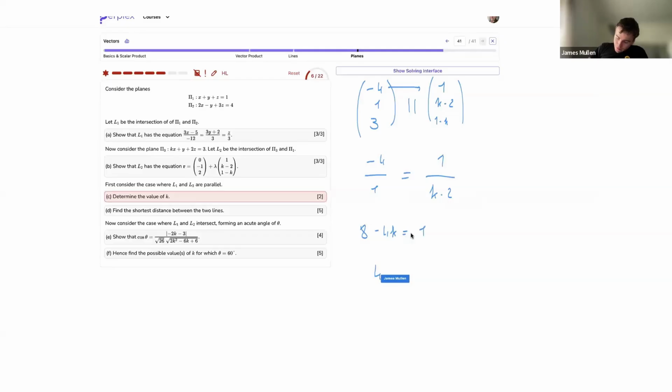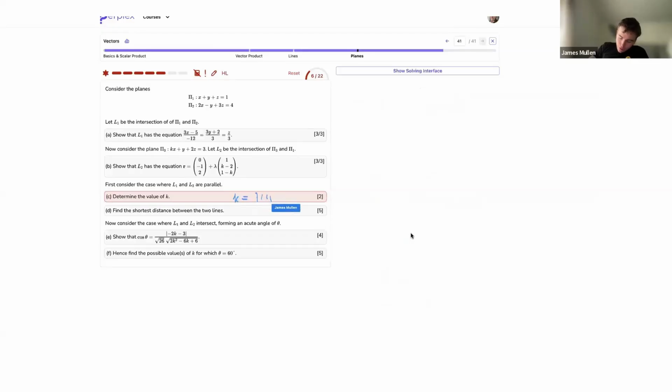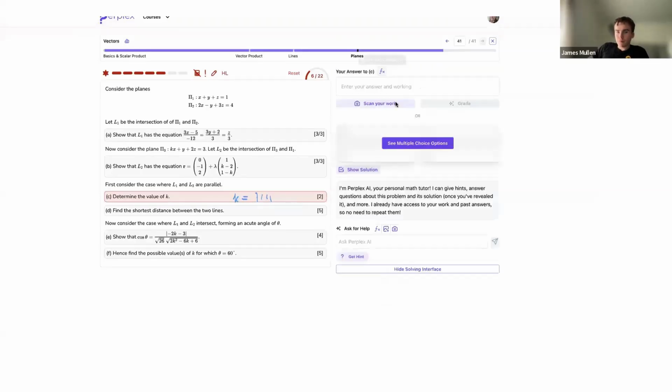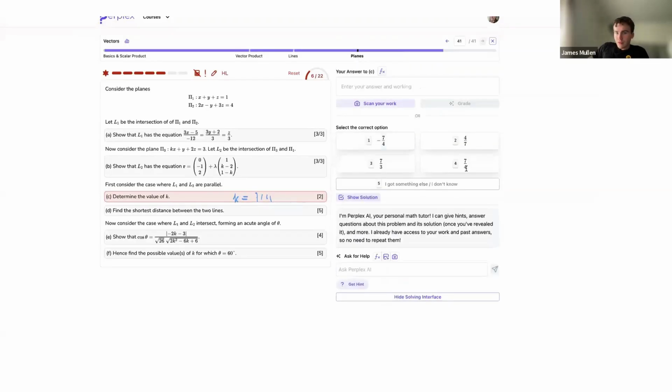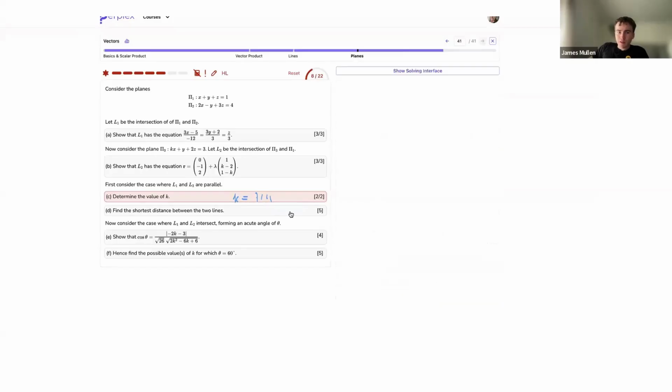and therefore 4k is equal to 7. k is equal to 7 over 4. All right, so that's my answer for k. I'm going to write that down here. k is equal to 7 over 4. Let's check it off. 7 over 4. All right.